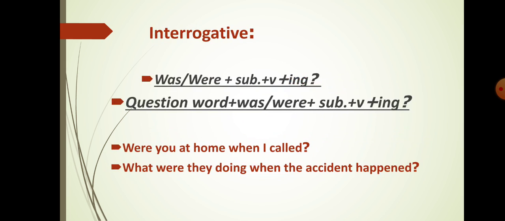Interrogative. Yes/no question: the sentence begins with was or were plus the subject, then the verb plus ing. But in a WH question, it begins with a question word, then was or were. After that, we have a subject and verb plus ing. Look at the following examples. Were you at home when I called? Or what were they doing when the accident happened?